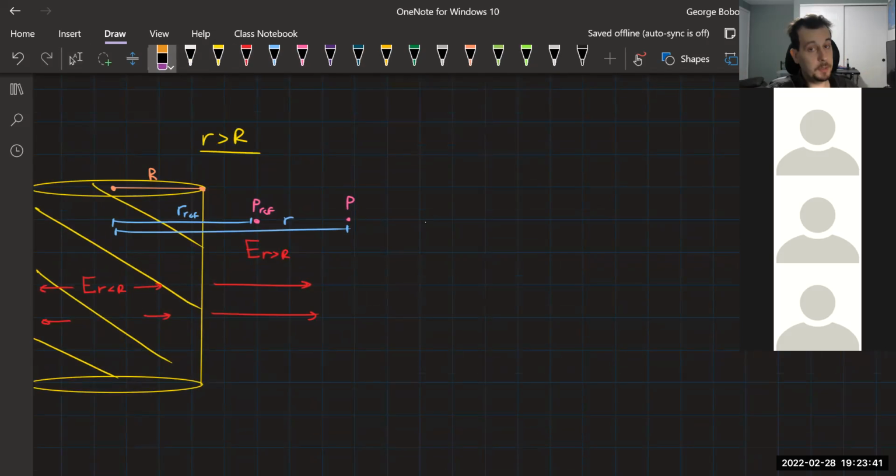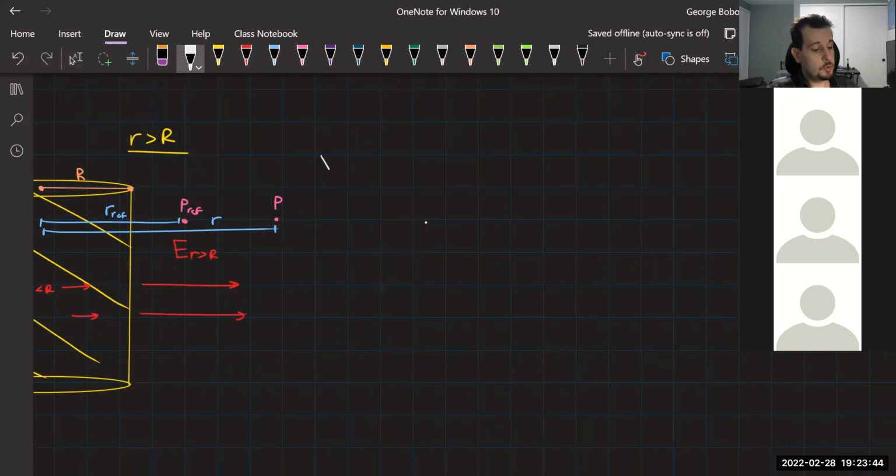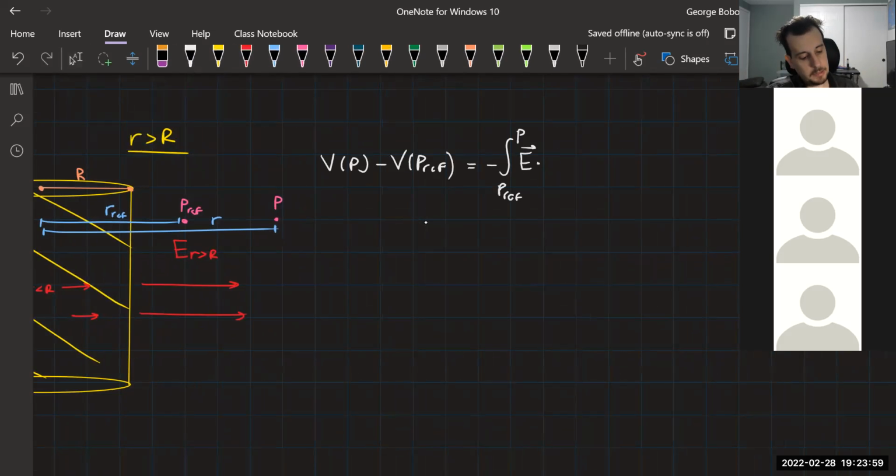What are we going to do? We have to fill in that integral, if you remember. So we got V at P minus the V at the P reference is the integral from P reference to P. Okay. And we have here the electric field outside, dotted with dl. That's how I want to go about this.